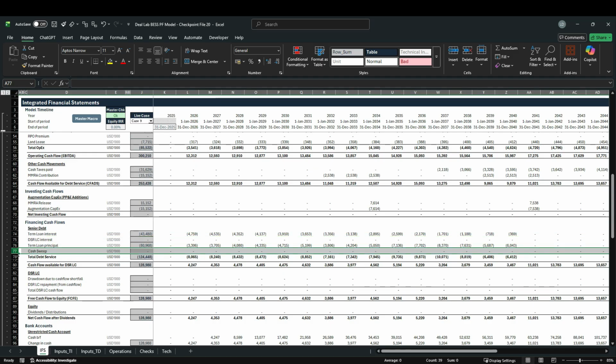Great guys, now that we have fully implemented our term loan account, including our draw schedules, principal amortization, and interest expense, we are done with this lesson. And in the next lesson, we'll use these outputs to model our DSCR, our debt service coverage ratio, as well as our cash sweep and loan life coverage ratio, or LLCR.